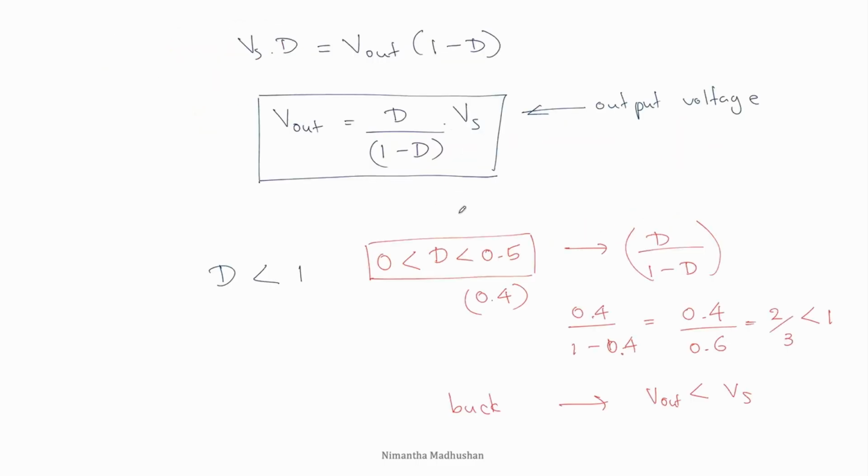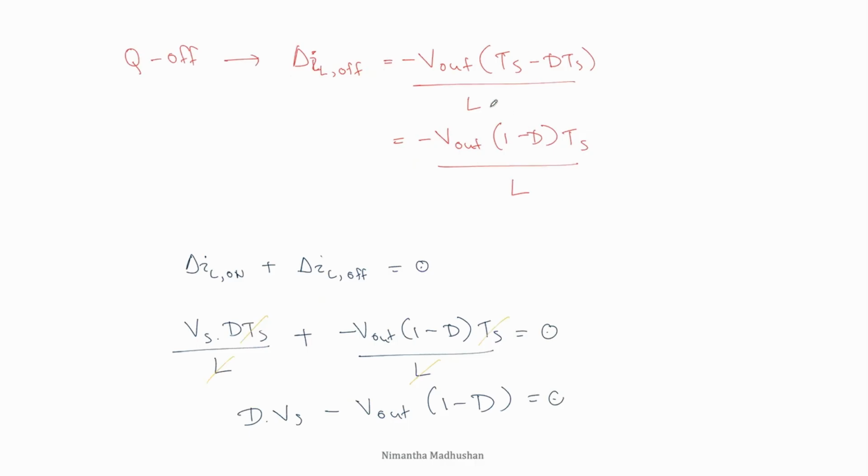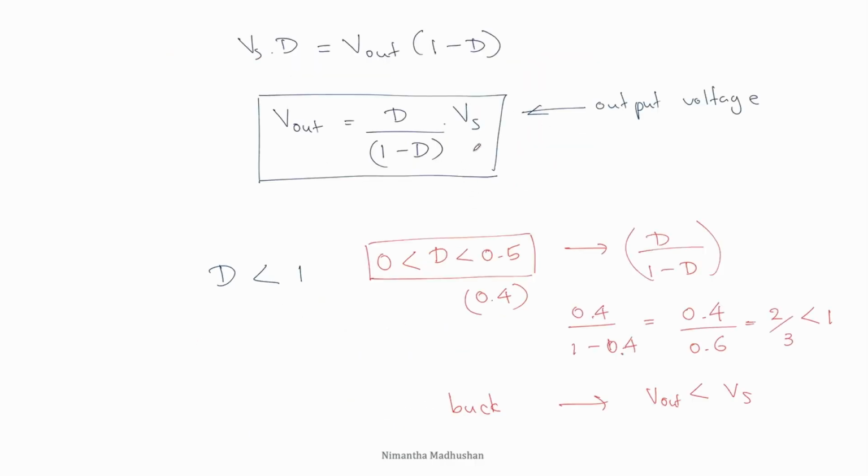And that is the main operation of the buck boost converter. These are the graphs, and this is the method by which we get the output voltage. I hope you got a clear idea about the operation of the buck boost converter and how to derive the output equation.